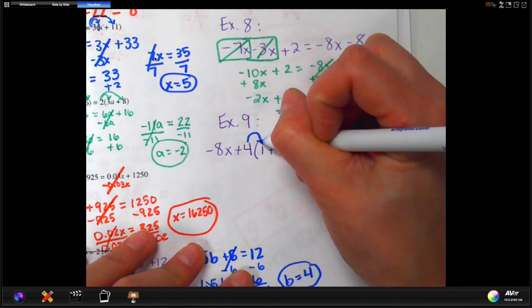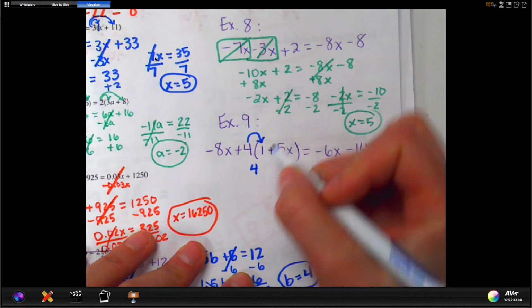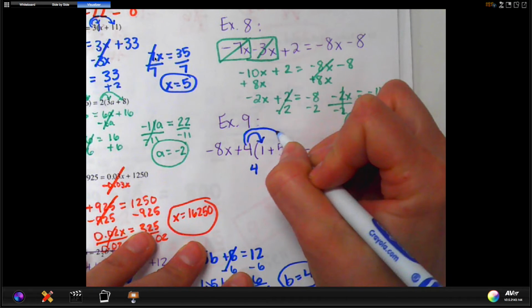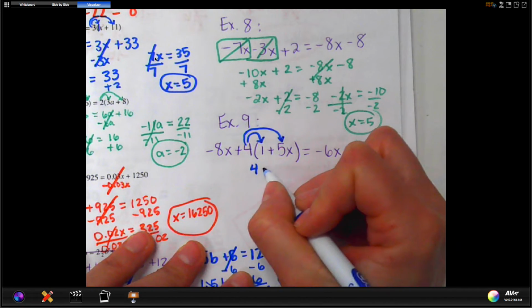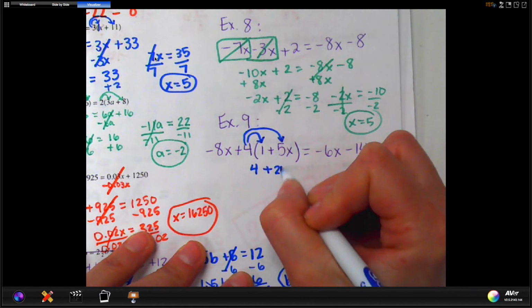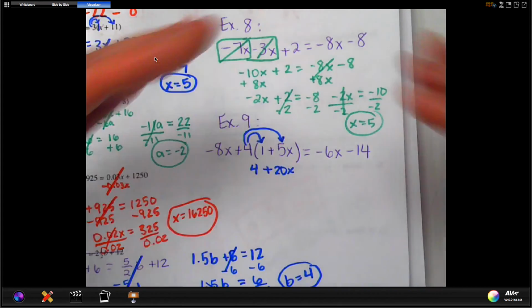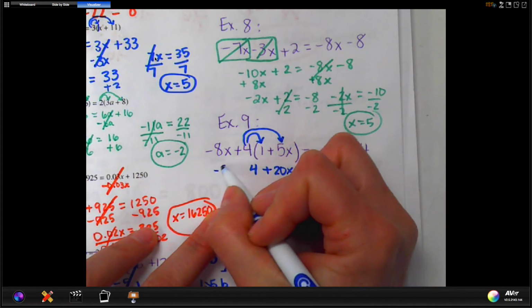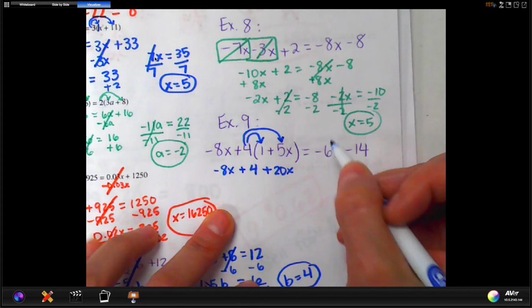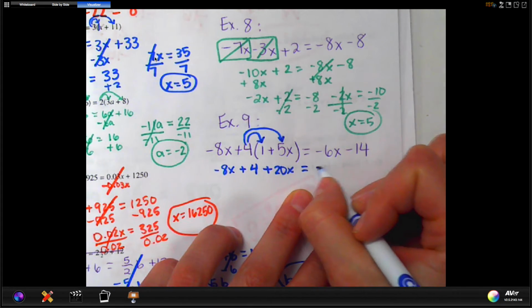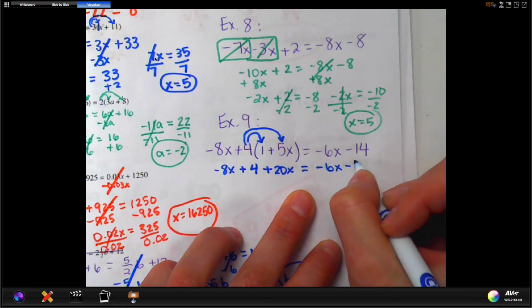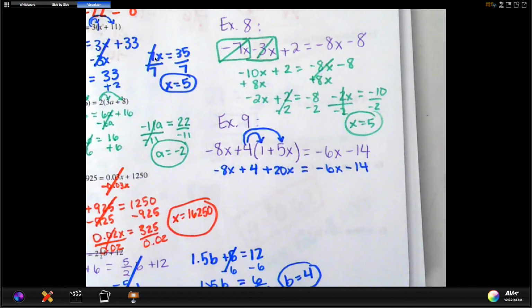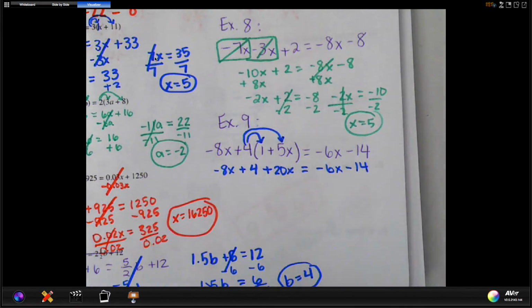4 times 1, that gives me 4. And then we're going to multiply 4 times 5x, which gives me positive 20x. And then we're going to bring the rest of the equation down. So I'm going to bring down negative 8x and the plus sign, the equal sign, negative 6x, and minus 14. And then we're going to look at what we have. We still have 3 variables.